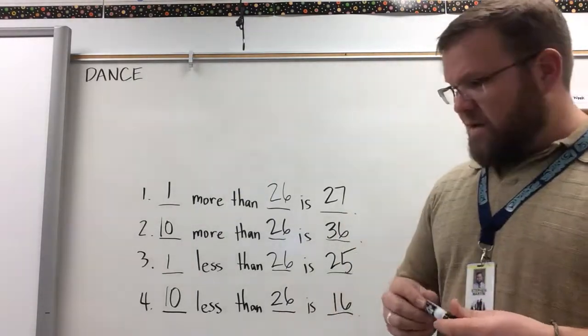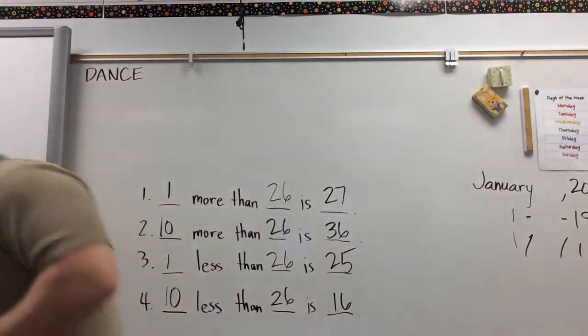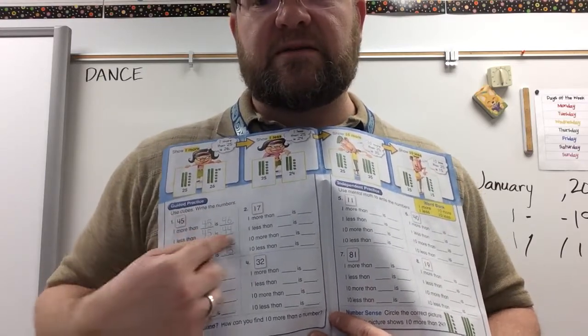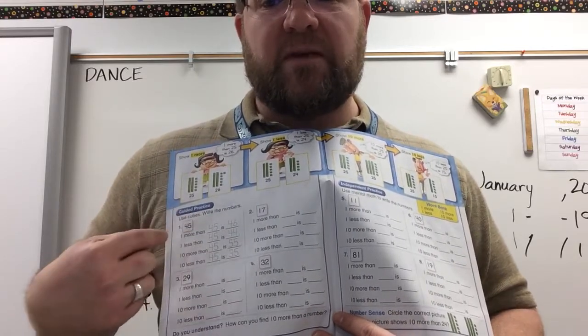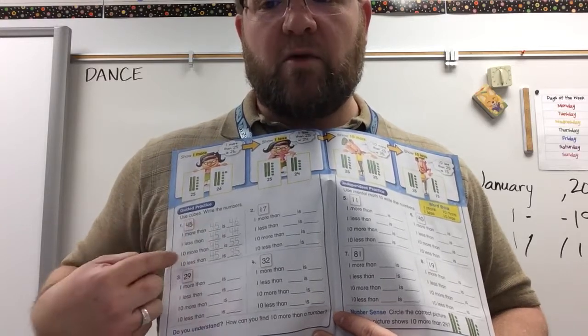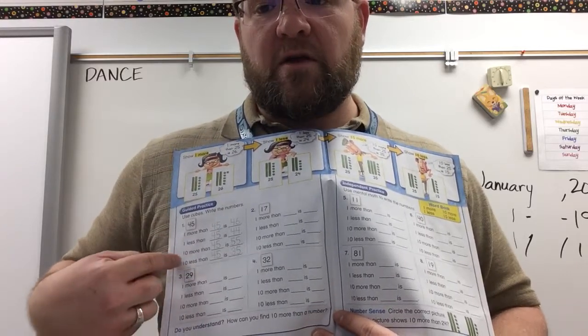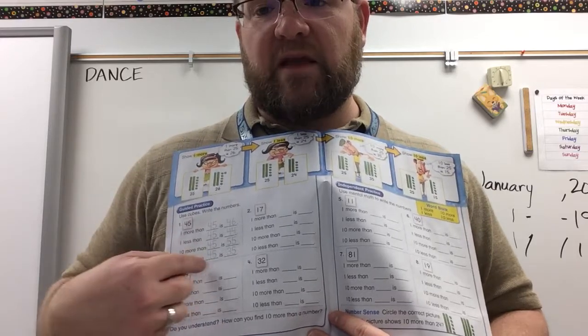Yeah? Okay, so let's open to the middle of your paper. And what you will see is that they give you the number they want you to work with here in the box. Okay? And then they want you to complete the sentences. All right? Notice they put the number in the box in the same spot every time. 1 more than 45. 1 less than 45. 10 more than 45. 10 less than 45.